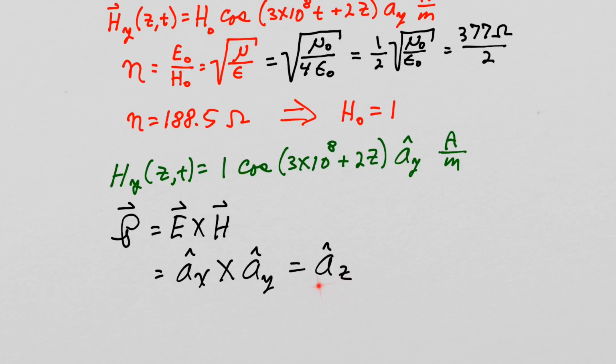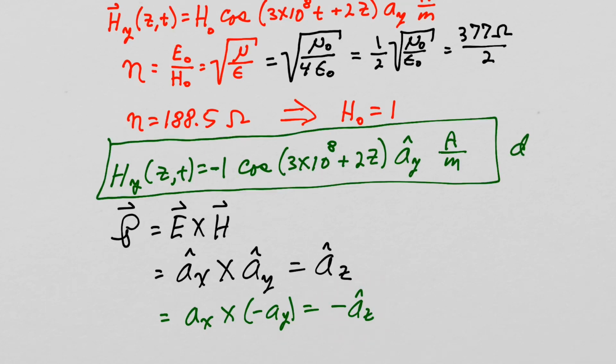So we have to insert a minus sign here so that when our electric field is in the x direction as stated in the problem, the magnetic field intensity is in the minus a sub y direction, so our cross product of E cross H gives us power flowing in the minus z direction. So here is the answer to part D for our magnetic field intensity for this given electric field intensity.